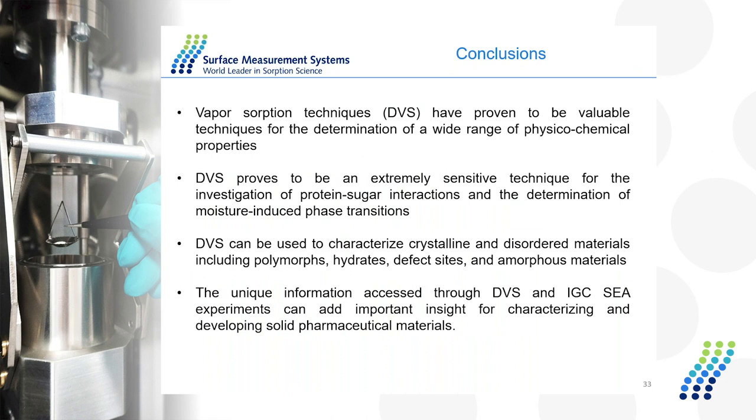For the conclusion, DVS is a versatile and sensitive method for material characterization. It can be used to characterize many physicochemical properties, and it can also be used to investigate protein-sugar interaction and determine moisture-induced phase transitions. DVS can also be used to determine amorphous content and characterize the disorder in pharmaceutical material. And DVS is widely used for stability studies of pharmaceutical and food samples.